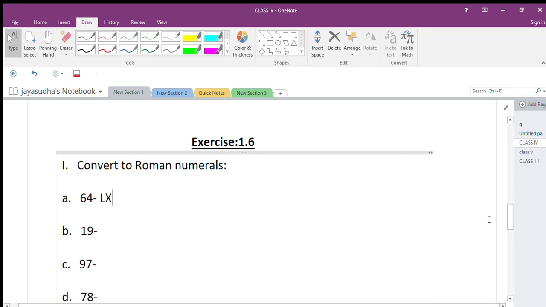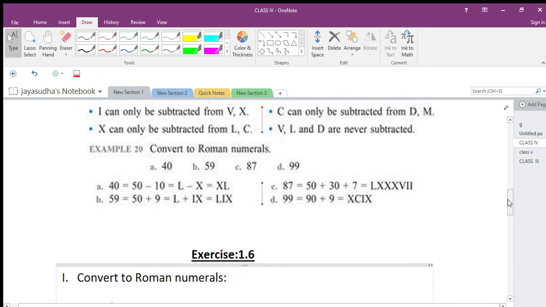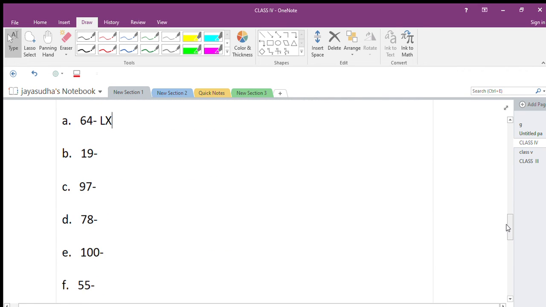Then what about the next, 4? How do you write the Roman numeral 4? Already you know 4 very well. So this is 50 plus 10, 60, plus 4, 64.